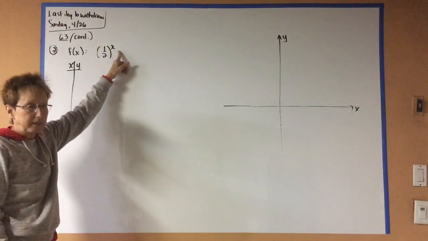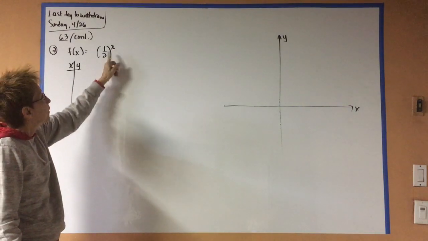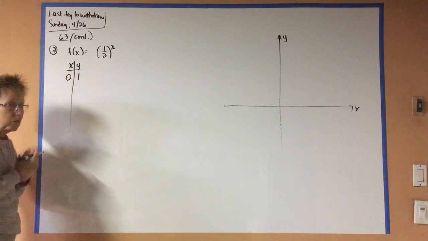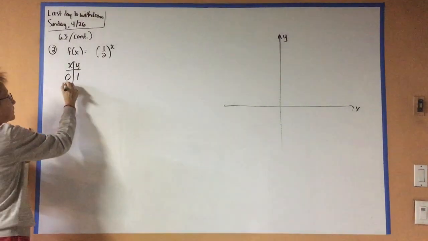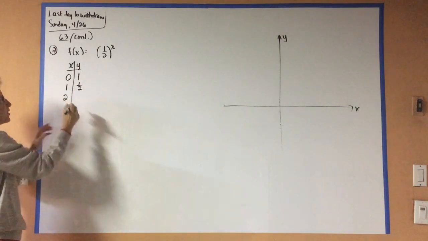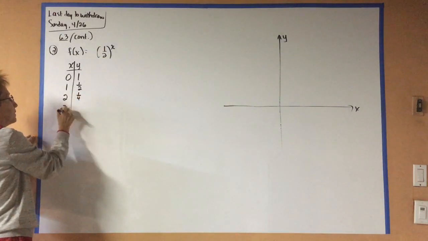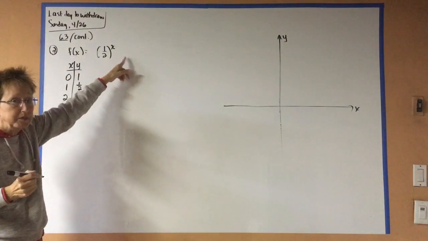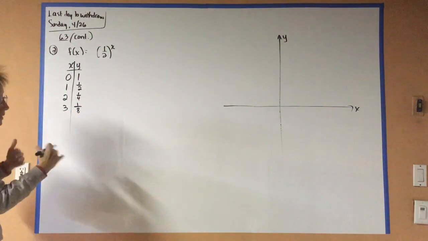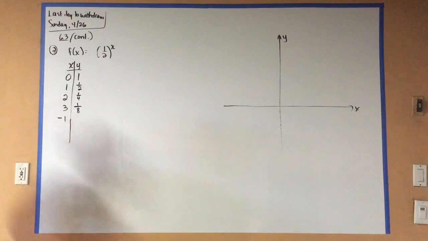So if I think about the t-table here, I think the power can be anything I want it to be. It was the base that was restricted. So if I let x be 0, 1/2 to the 0 power is 1. And if I let x be 1, 1/2 to the first power would be 1/2. If I let x be 2, 1/2 squared would be 1/4. If I let x be 3, 1/2 cubed would be 1/8, etc., etc. I'm going to go pick some negative values now like I did before. So I'll do -1.